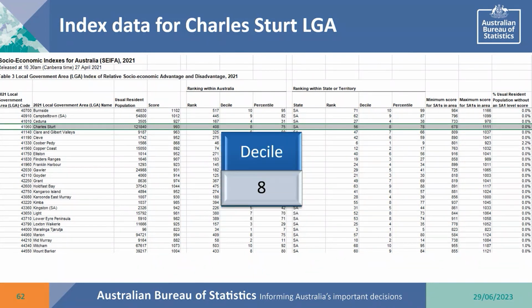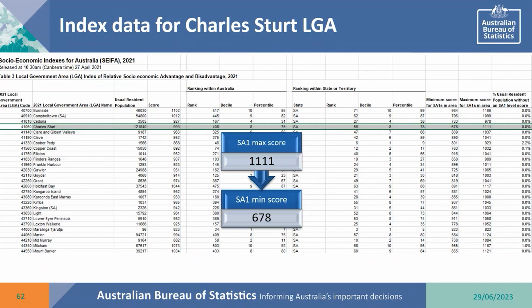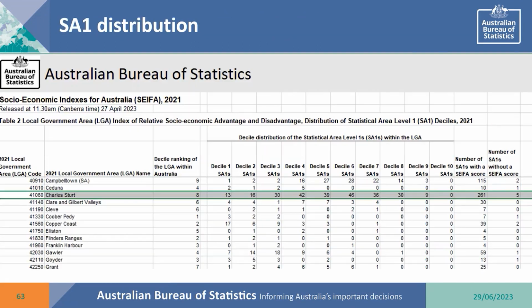The decile for Charles Sturt is 8. So again, that's confirming it's amongst the highest end of LGAs, but there are 20% of LGAs that are relatively more advantaged than Charles Sturt. For all the SA1s in Charles Sturt, the maximum score is 1,111 and the minimum is 678. That's quite a range, and the lower score might be a relatively disadvantaged part of the LGA. And we also could see from there how many LGAs were included and their scores for all the people that live in LGA of Charles Sturt.